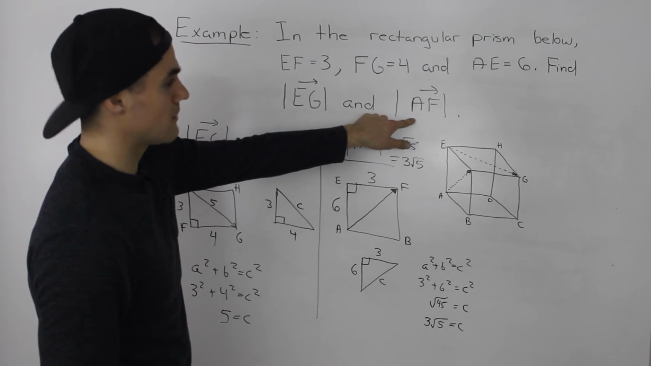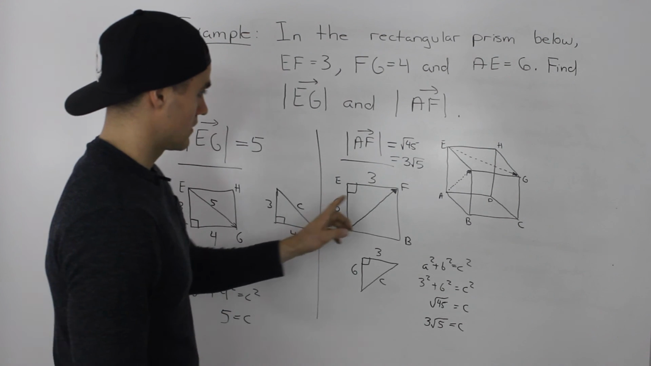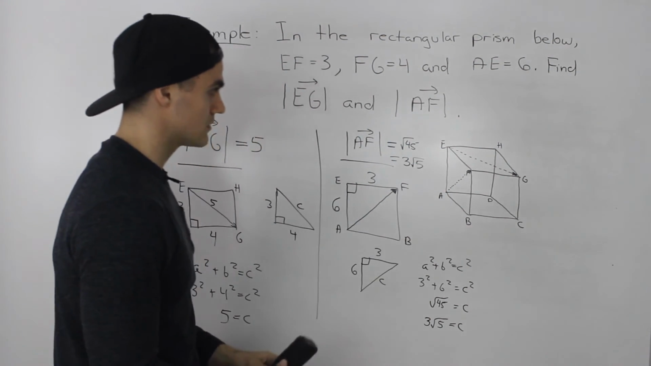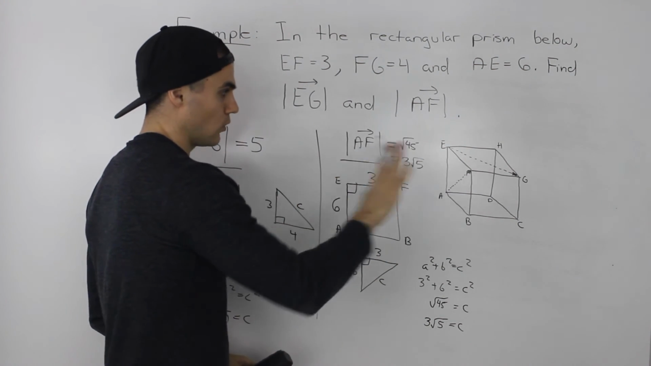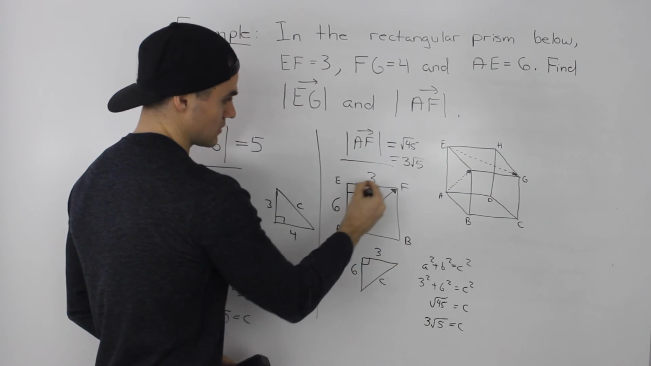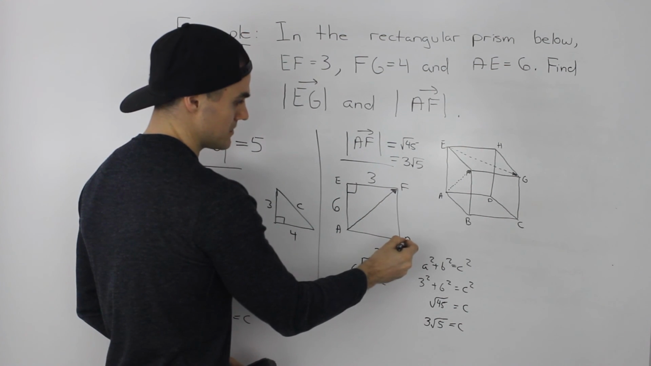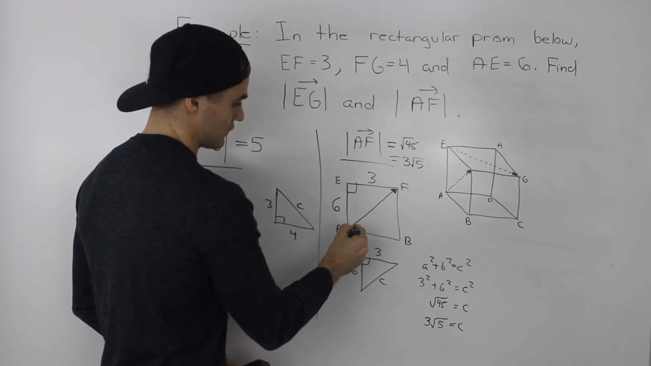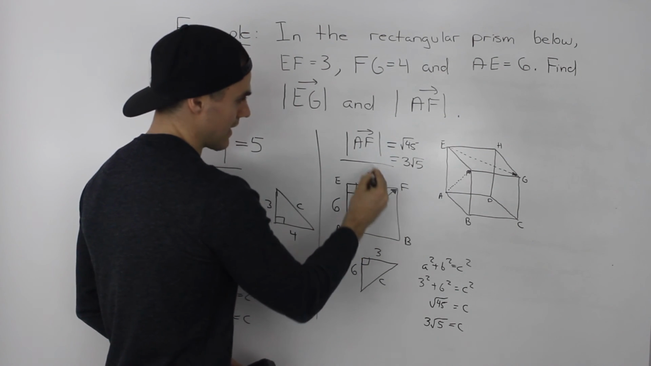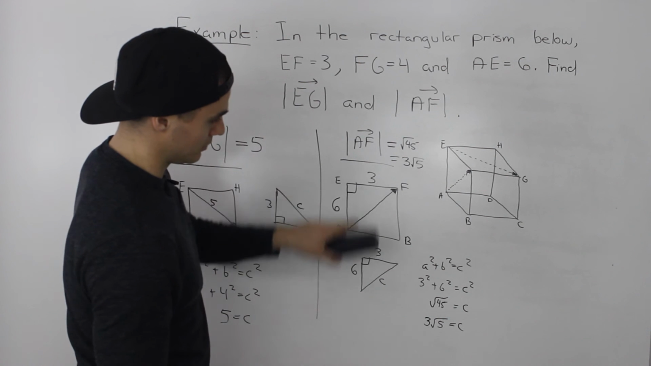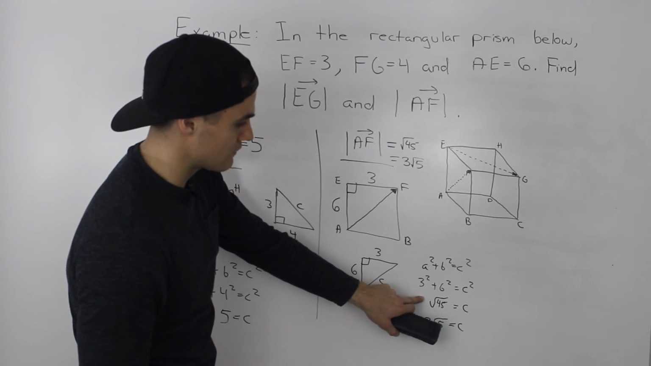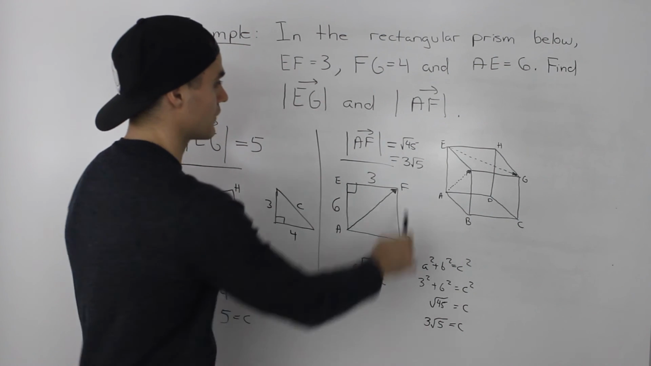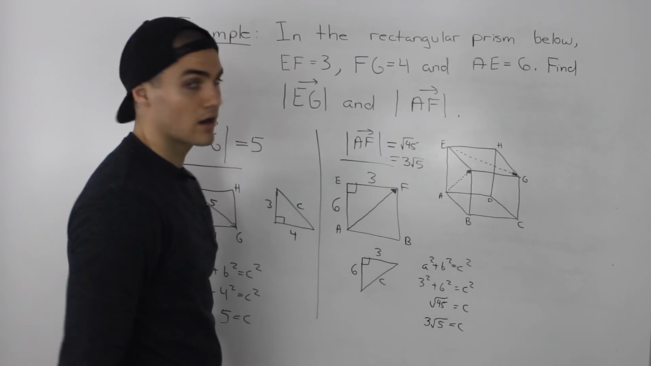Then moving on to the magnitude of AF, the vector AF would be on the side face of this rectangular prism. So pretending like we're looking only at that side face, we would see a rectangle A, E, F, and B. And we know the length of AE and EF, and we have to find the length of this vector AF. So again, applying the Pythagoras theorem, we get a value of square root of 45, or simplified radical of 3 root 5. So that ends up being the magnitude of AF.